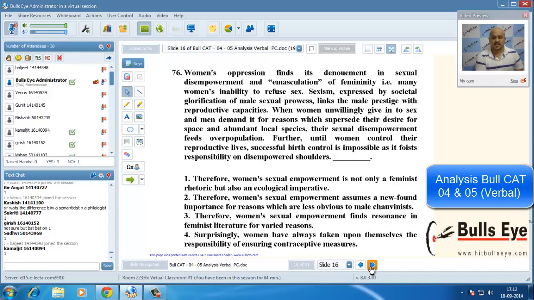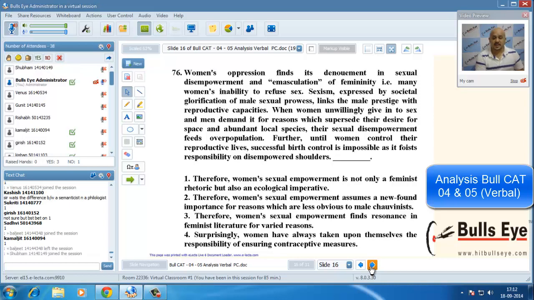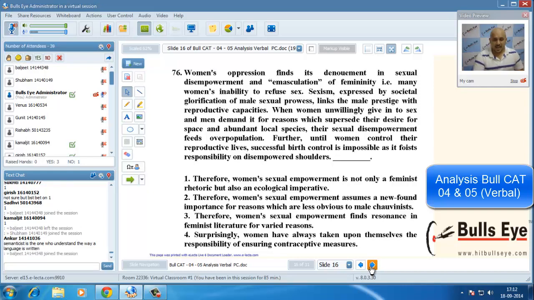Option number 1, which says, therefore, women's sexual empowerment is not only a feminist rhetoric, that means it's not only a demand of the feminists, but also an ecological imperative. So that means it also affects society here, it also affects ecology. How does it affect ecology? It affects ecology by the dint of the fact that it affects reproduction. So that is its ecological impact. And that is why the answer is option number 1.